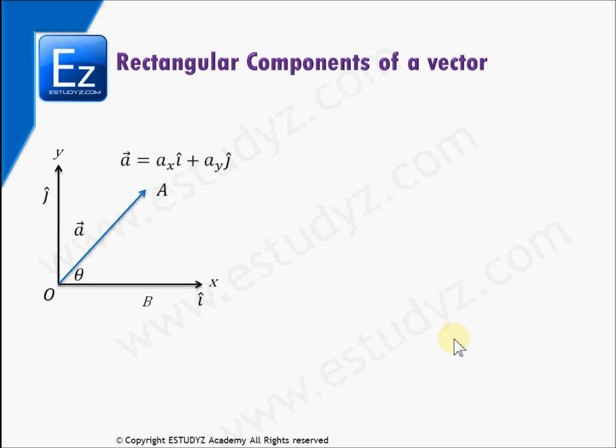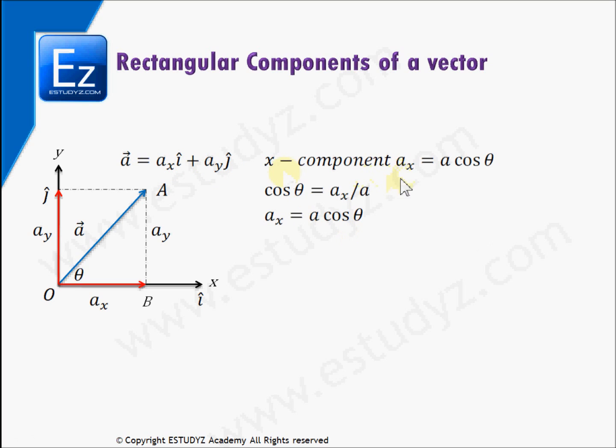A given vector A, which has a magnitude of A and angle theta with the positive direction of the x-axis. If we draw perpendiculars from the head A here to the x-axis and y-axis, Ax is the x component of the vector and Ay is the y component of the vector. So A vector can also be written as Ax i plus Ay j.